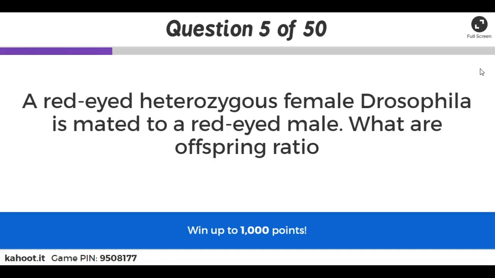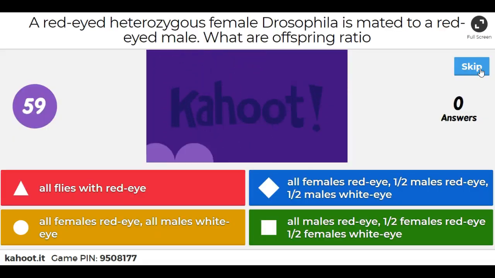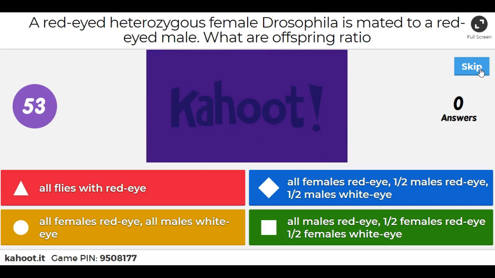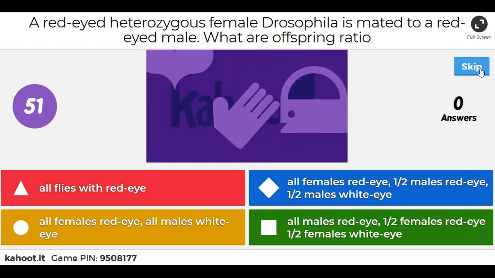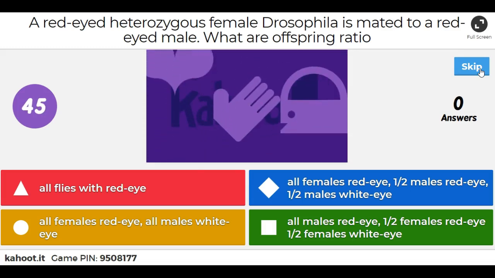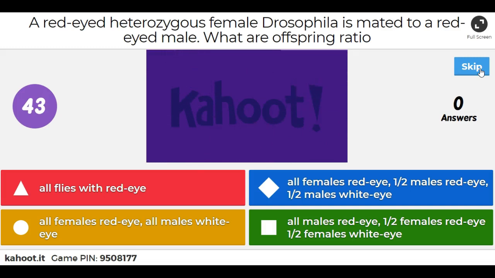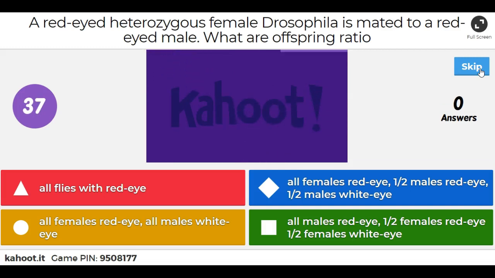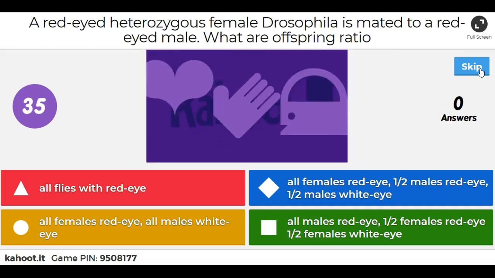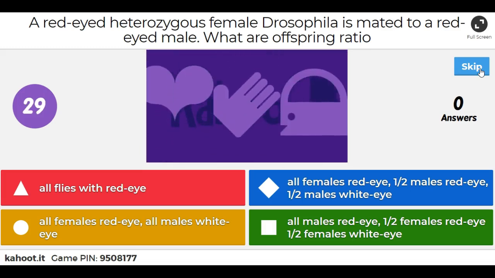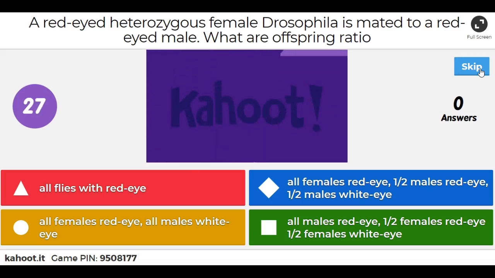A red-eyed heterozygous female Drosophila is mated with a red-eyed male. What are the offspring ratio? Now you should know something about eye color and Drosophila. These are fruit flies for those of you that don't remember. You've got quite a bit of time to figure this out. Today we're not working with who is the fastest. Today we are trying to get answers correct. So go ahead and work through the problem.